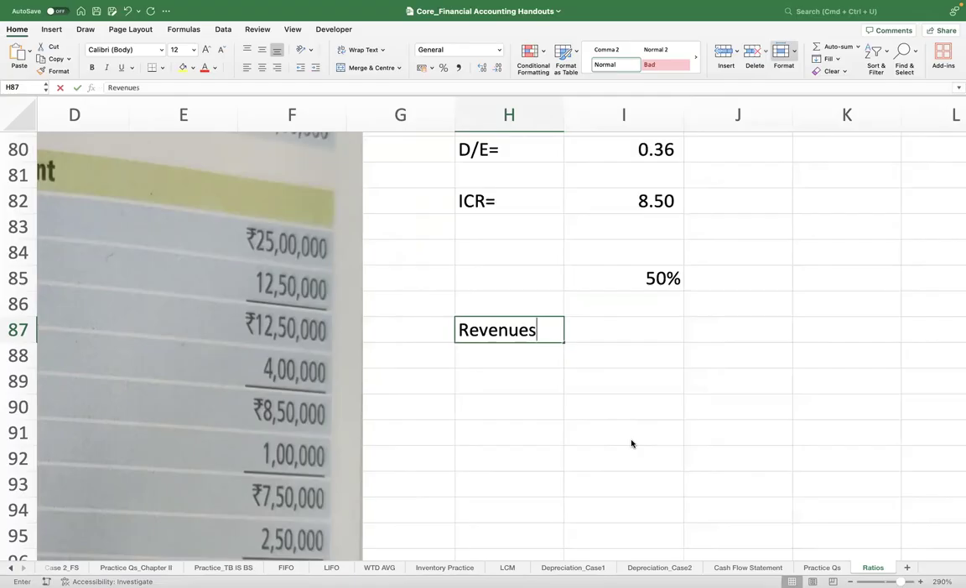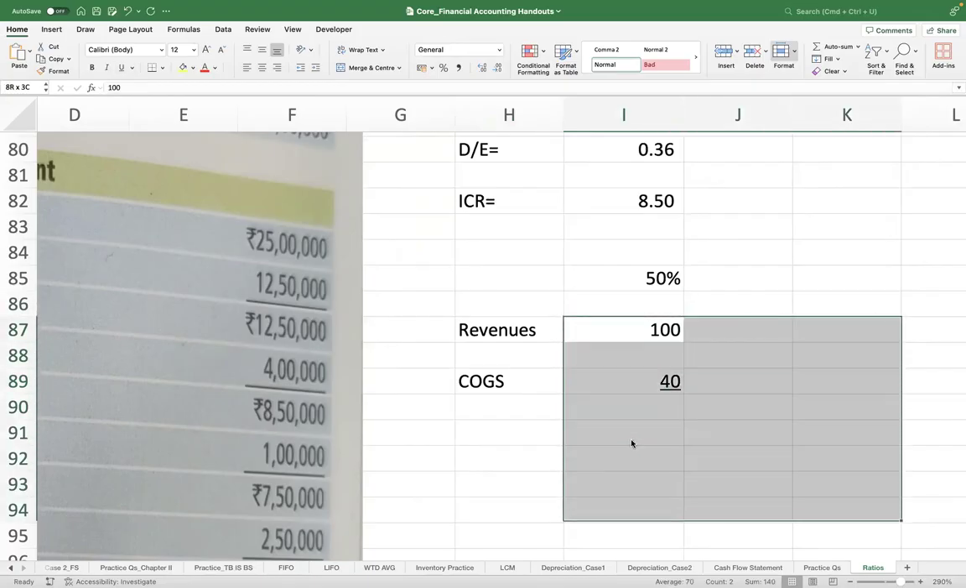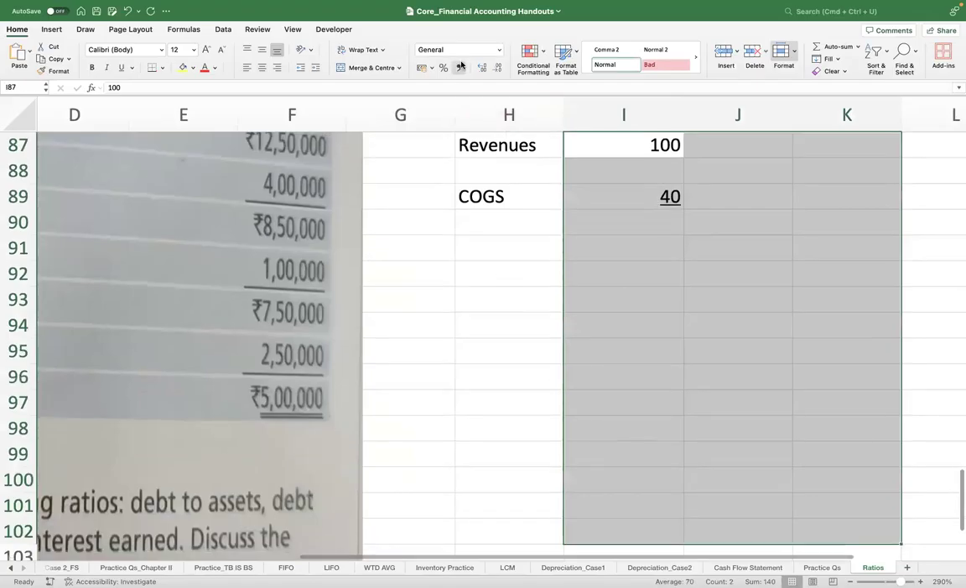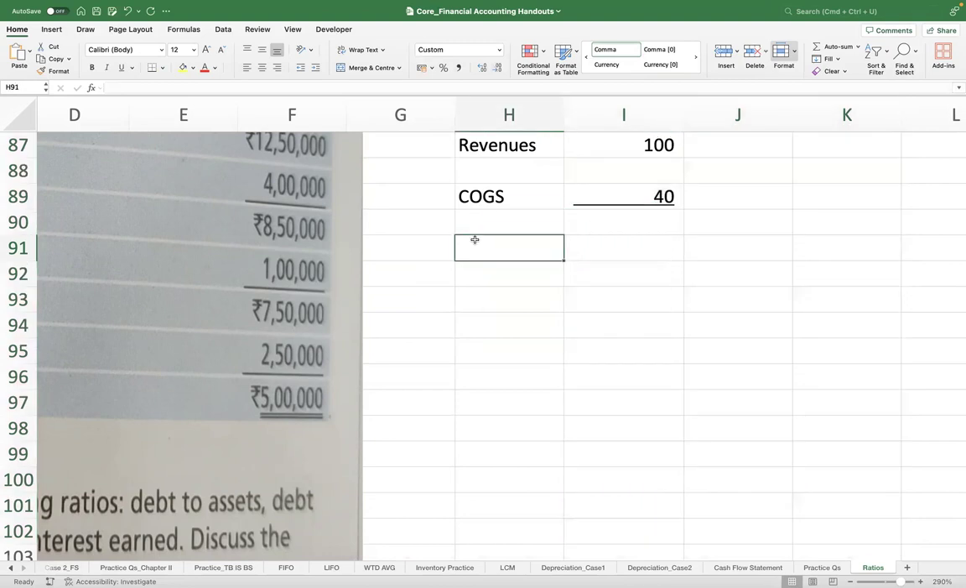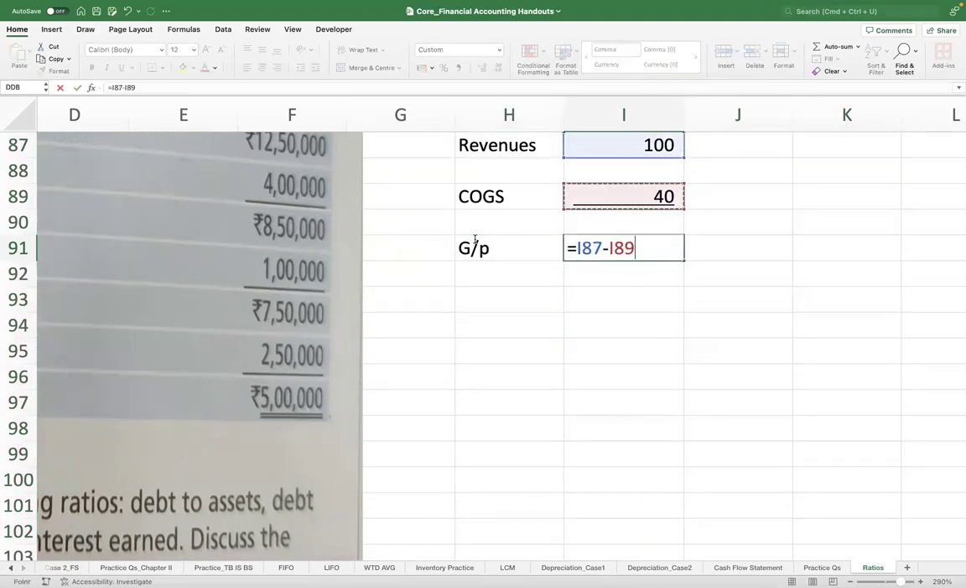Let's say the revenues of this company is 100 crores. सिंपल एग्जांपल. माइनस उसका जो कॉग्स है, cost of goods sold, that is 40. ठीक है, तो आपका ये कितना है? What is your gross profit? Gross profit is 60, which is 100 minus 40.